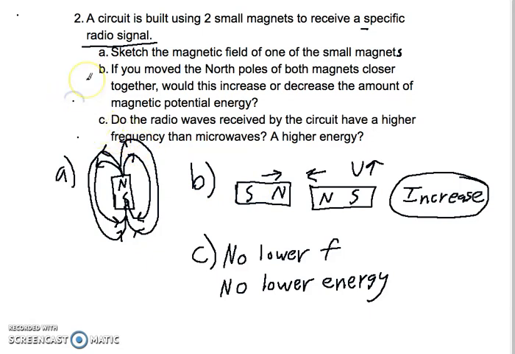Okay, that's about it. So that's an example with some of the concepts of magnetism and the electromagnetic spectrum. Make sure you have this copied down, and that's it for now.